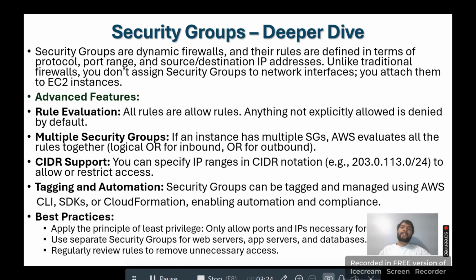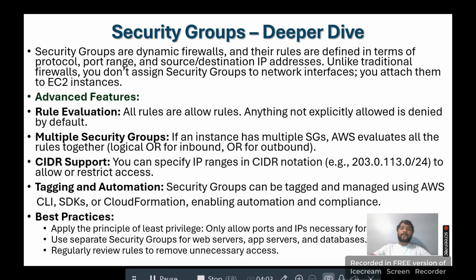Security groups deeper dive. Security groups are dynamic firewall rules defined in terms of a protocol, port range, and source or destination IP addresses. Unlike traditional firewalls, you don't assign security groups to a network interface. You attach them to the EC2 instance. Advantages: all rules are allow rules. Anything not explicitly allowed is denied by default.